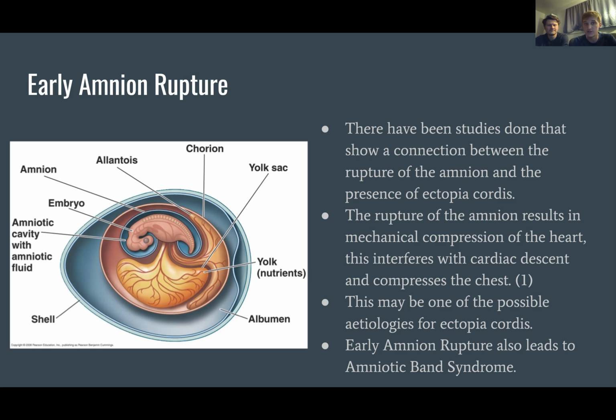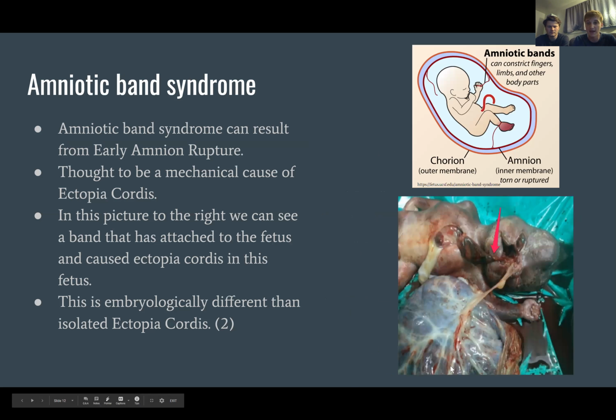Also, sometimes when you see amnion rupture, it also leads to something called amniotic band syndrome. So that's here. If you look up here in this figure, you can see that there's these fibrous bands in the amnion. And when it ruptures, these bands can get wrapped around the fetus. So here you can see it wrapped around the fetus, that'll probably lead to some limb deformity.